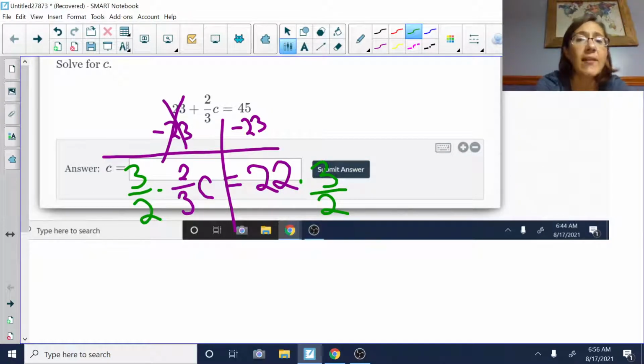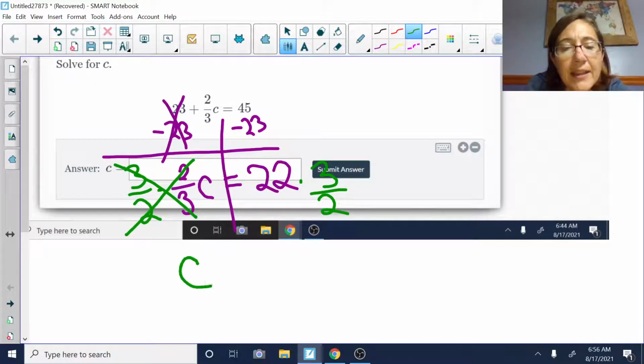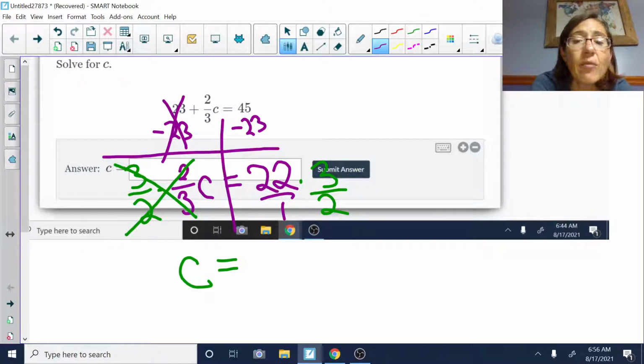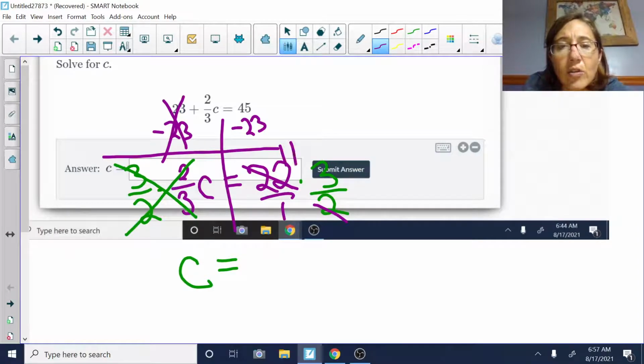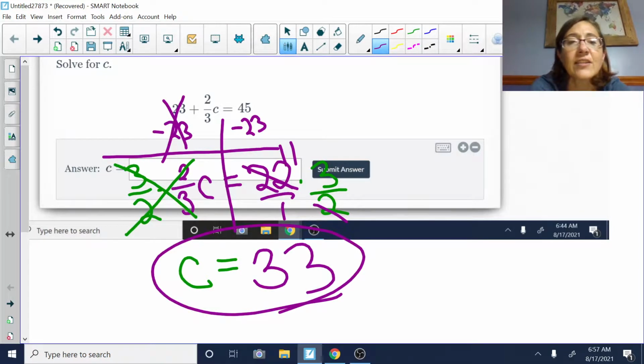And if you look at the left side, what will happen now is these 3's will cancel and the 2's will cancel, and you'll have that C by itself, which is exactly what we were hoping would happen. I'm going to go ahead and put that 22 over 1, because 22 divided by 1 is still 22. That will make the canceling seem more obvious. So if I look at the 22 and the 2, if I divide 22 by 2, I get 11. So what I have left in my numerators is 11 times 3, which is 33, and that is our answer.